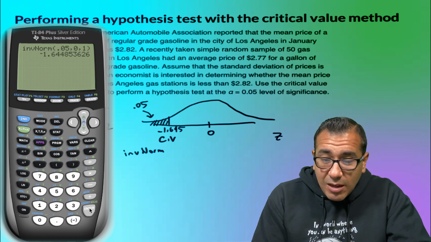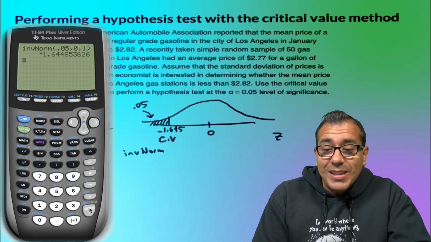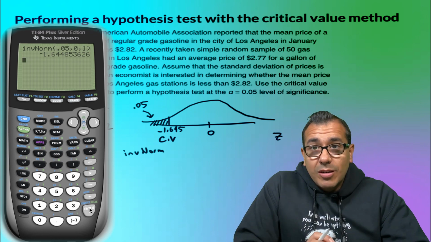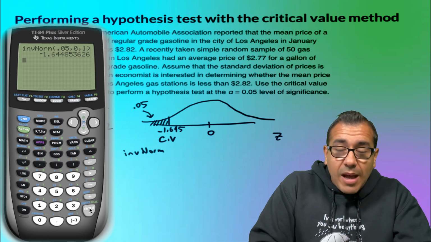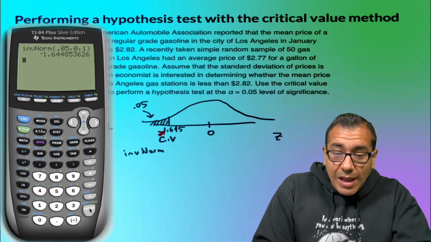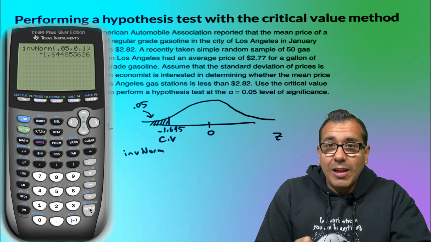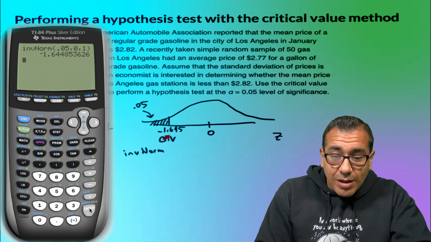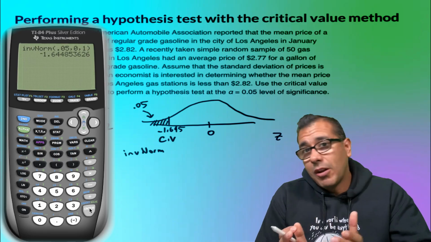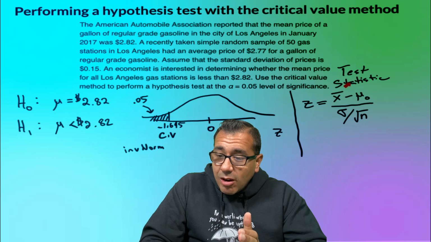If it falls anywhere to the right of this number right here, my critical value, that tells me I'm not going to reject H0. So again, it's very important that we understand, number 1, how to find these and what two values we are comparing, and that's using this critical value method. All right, so now that you know how to find the critical value, let's go ahead and calculate that test statistic. Follow me.